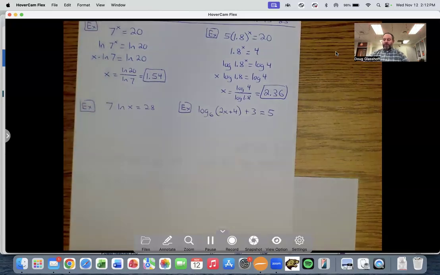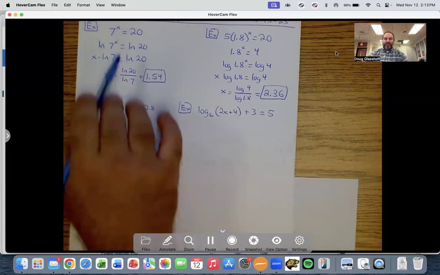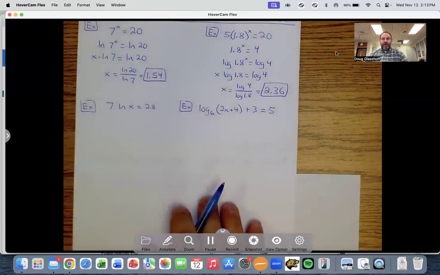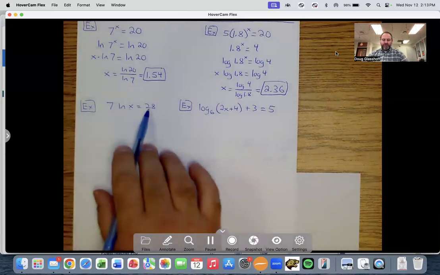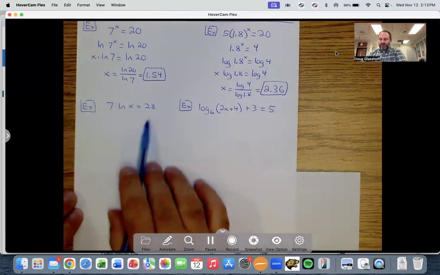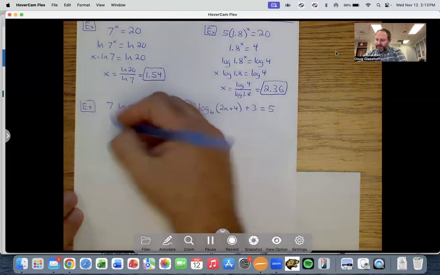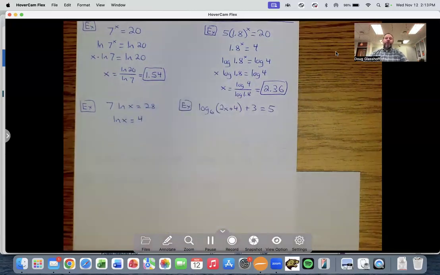Another type of problem is when you have a logarithm. What we're going to do is basically change it back to an exponent to deal with it. So here we can see we have 7 times natural log of x equals 28. This doesn't involve the natural log, so I'm just going to divide it over, just like we did up there with the 5. So if I divide that over to the other side, I have natural log of x equals 4.